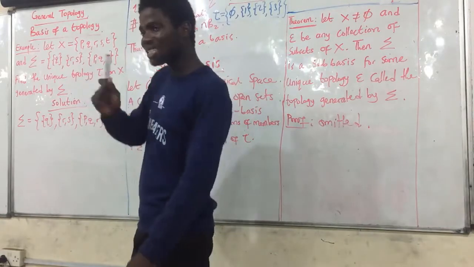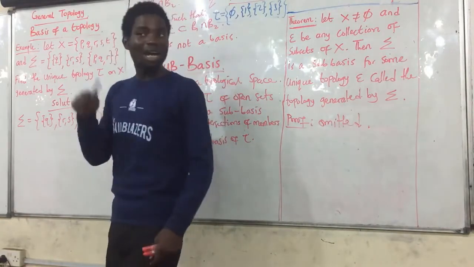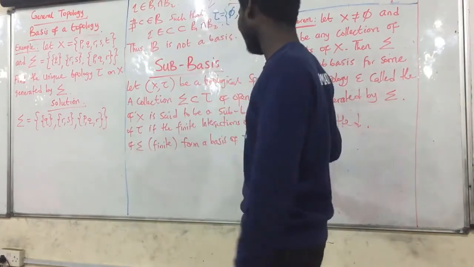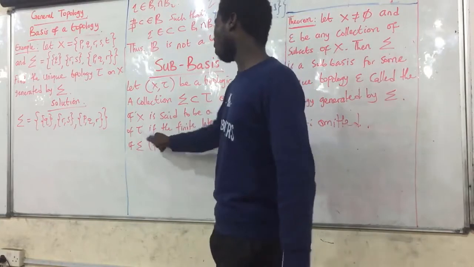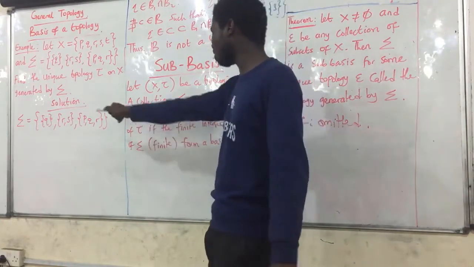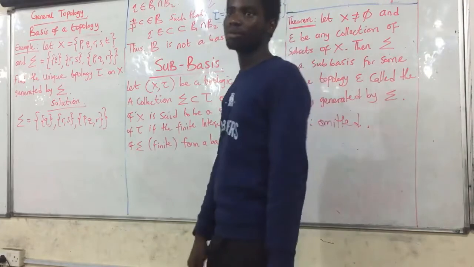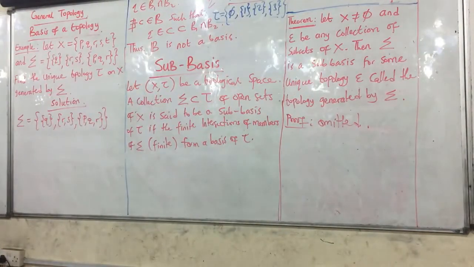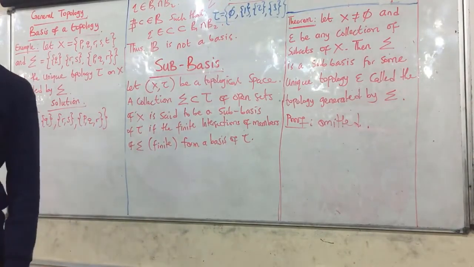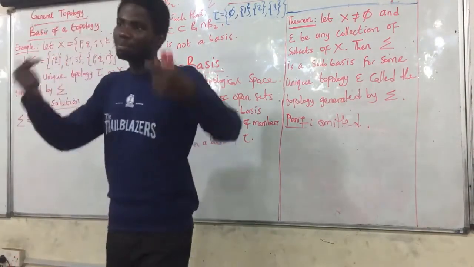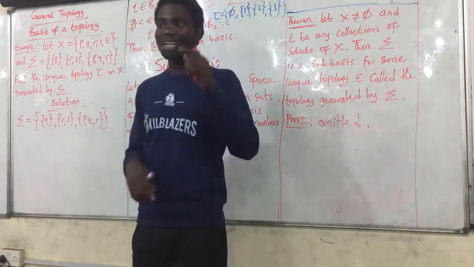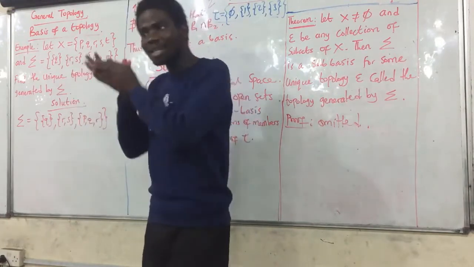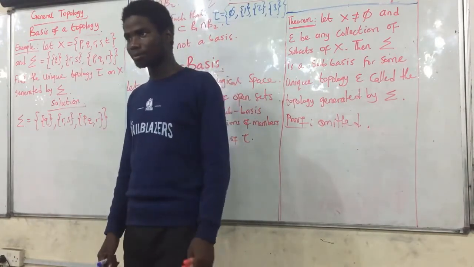I'll first get a basis from this sub-basis. How am I sure that I'll get a basis? From the definition of a sub-base, what did I say? S is said to be a sub-base if finite intersections of members of this set form a basis. Do you understand? Since this is a sub-basis, if we now find the finite intersections of this set, the answer we get is a basis.